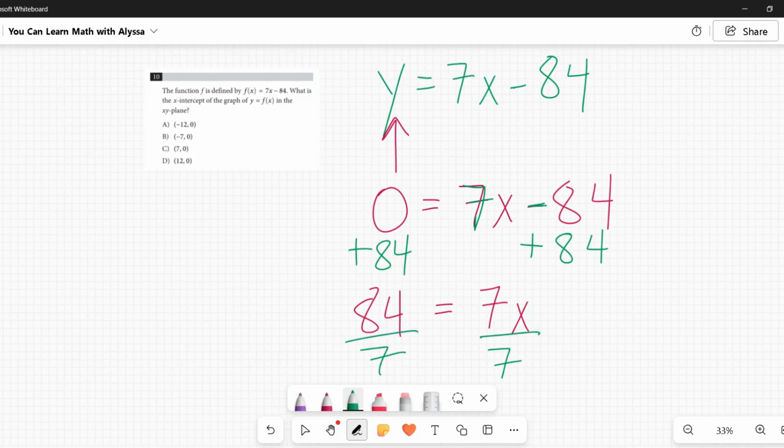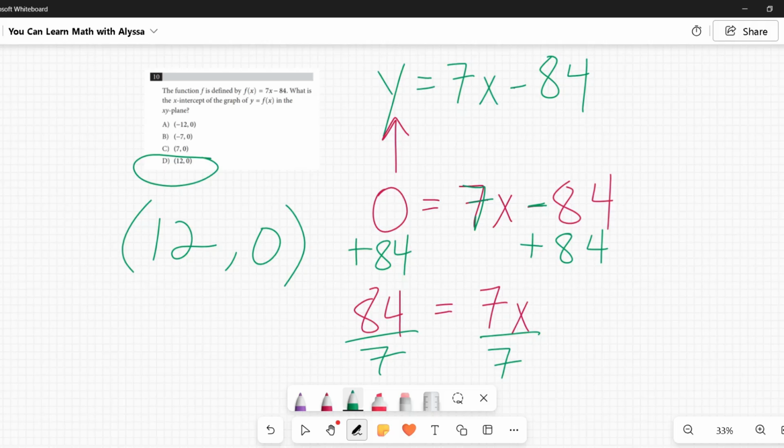This is from our 12 times tables. If you're a little rusty on the 12 times tables, I do not blame you. I often feel a little rusty on those myself. We don't use those as often, and they are a little more awkward, I think, than the other times tables. So 7 goes into 84 12 times. So my x value is 12. My y value is 0. 12, 0 is my x-intercept, and that is D.